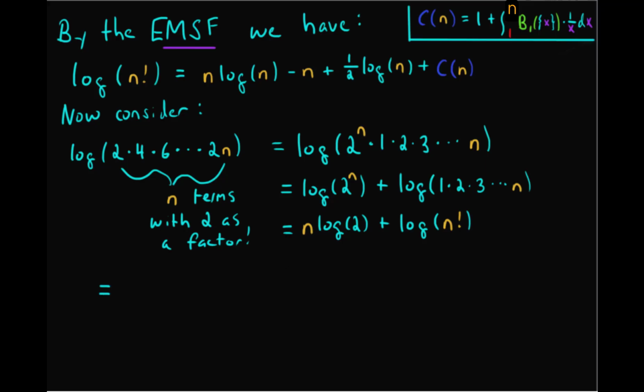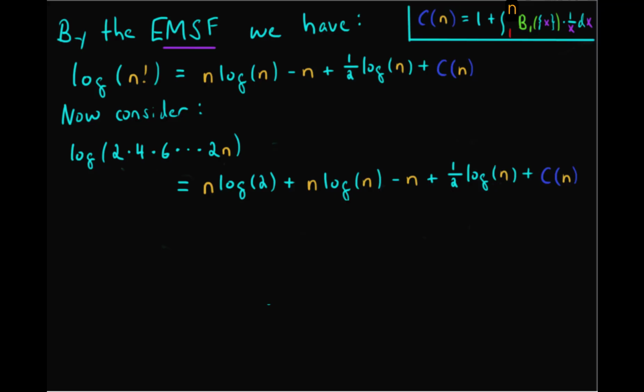And then applying the EMSF to this expression, we have that the log of 2n double factorial equals n times the log of 2 plus, and now just the EMSF, n log n minus n plus 1/2 log n plus c of n. Now let's consider what the result would be if I took the logarithm instead of 2 times 4 times 6 times up to 2n.